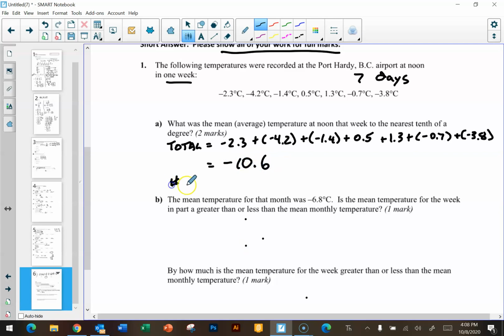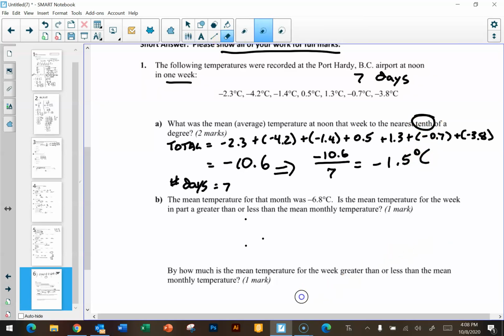Number of days is 7. So in order to get the average, we do negative 10.6 divided by the number of numbers we had, which was 7. And that is going to give us negative 1.514. I'll just do it to one decimal place here, nearest tenth, in degrees Celsius. So the average temperature for that week was negative 1.5.